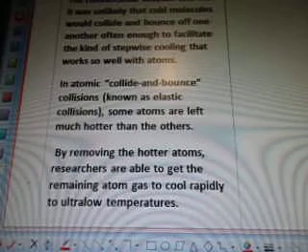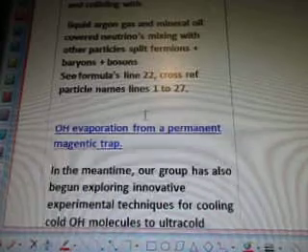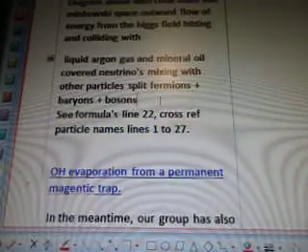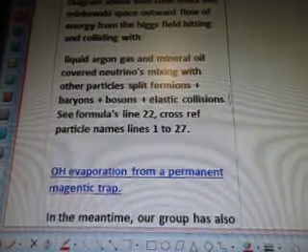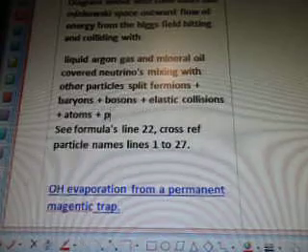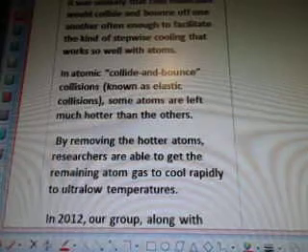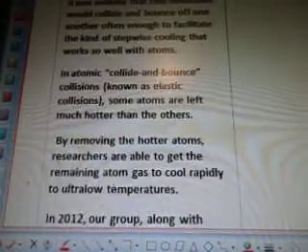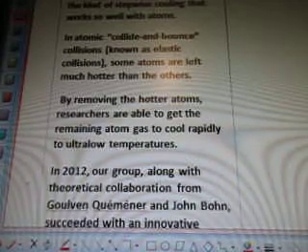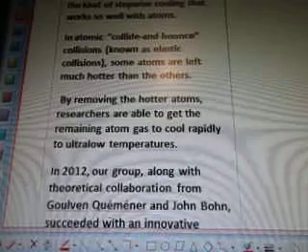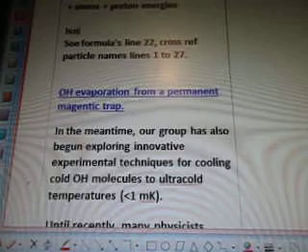In atomic collide and bounce collisions, known as elastic collisions, let's add some elastic collisions up here with other, and then we're going to add elastic collisions. And add some atoms, and we'll add some proton energies to this mixture. Okay. Known as elastic collisions, some atoms are left much hotter than the others. So the hot ones can really agitate the molecules in the cold ones, because heat speeds up molecules when you add. There we go. Okay, so we got some hot atoms.